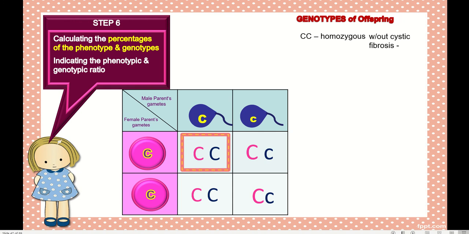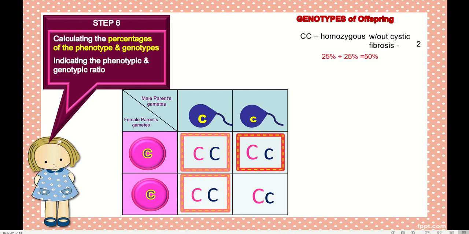Homozygous. And since capital C represents without cystic fibrosis, we add without cystic fibrosis, and the genotype of this genotypic symbol is homozygous without cystic fibrosis. Capital C and capital C. I'll mark here as 1. And then here is the same genotype, and we'll mark it with 2.